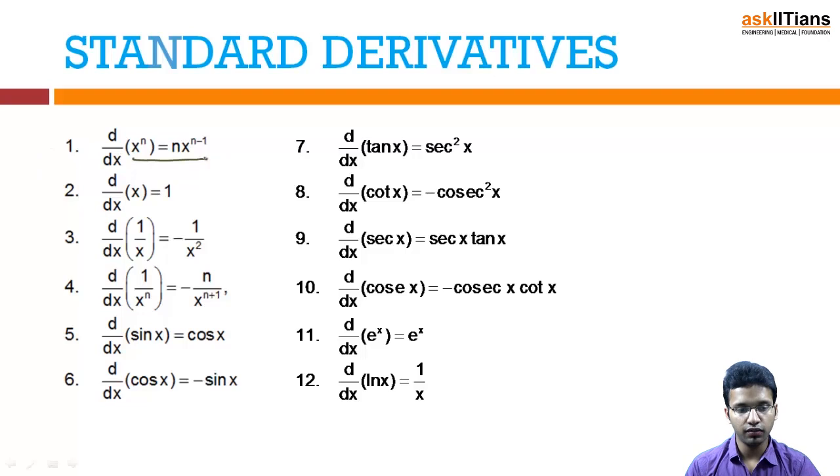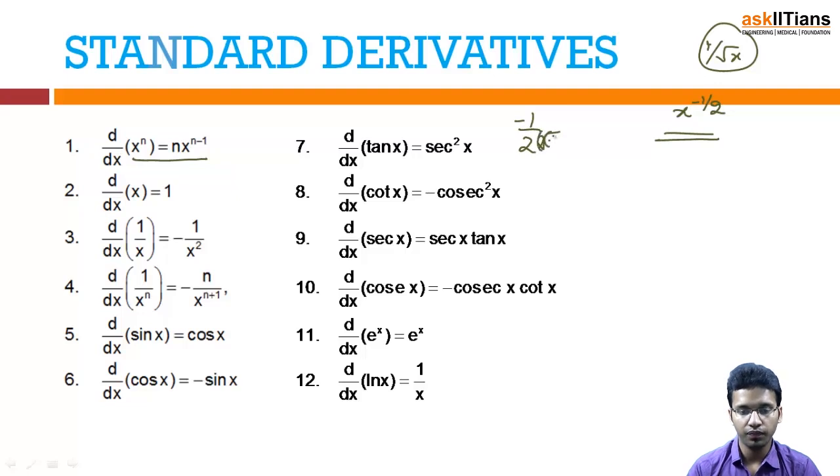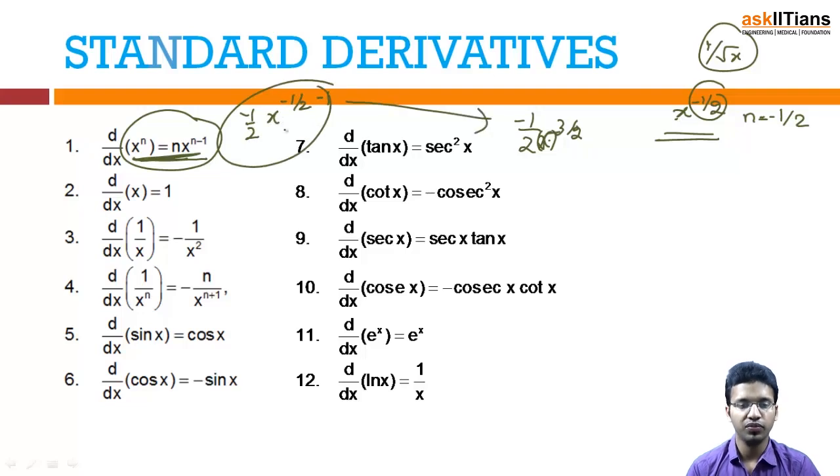Now this one we just did. If you look at that, it was 1 upon root x. So basically it was x raised to power minus half. And the derivative which we got was minus half x raised to power 3 by 2. So if you get to this formula, n was minus half. If I apply this formula to that one, it follows n was minus half x into minus half minus 1. So you can straight away get this form. So what you need to do, just write the formulas.